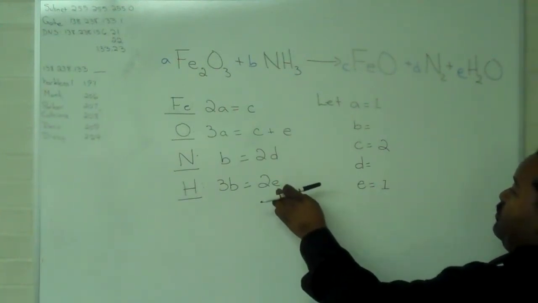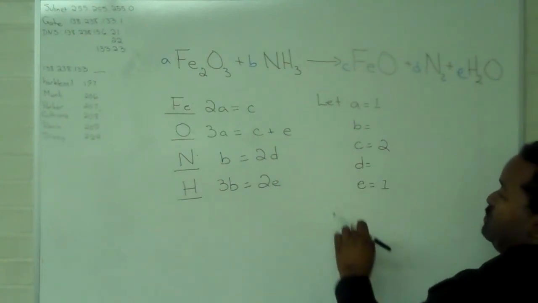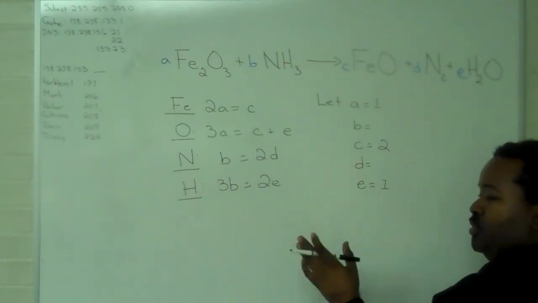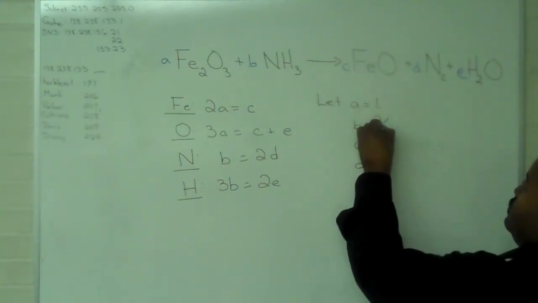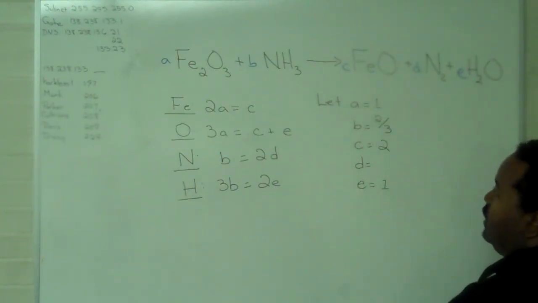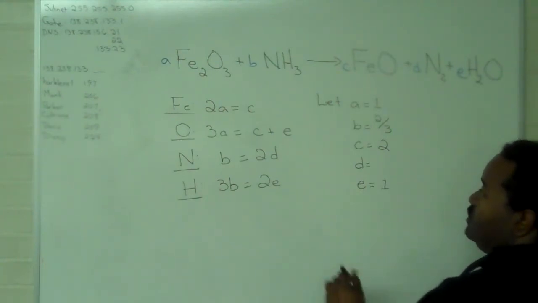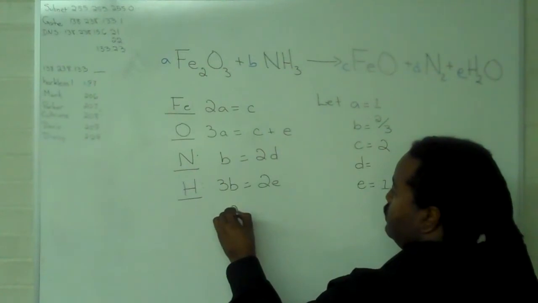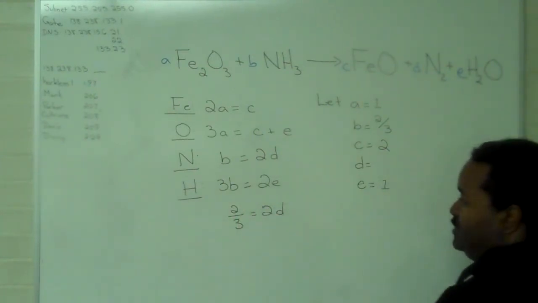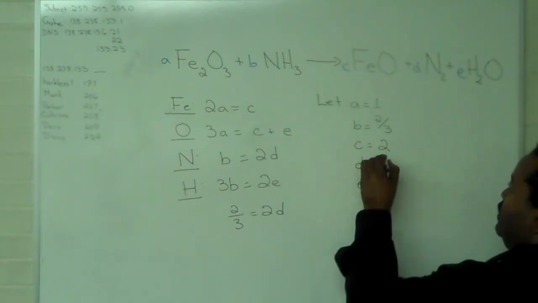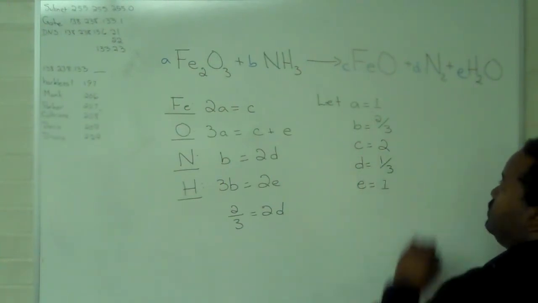I now have a value for E, so 2 times 1 is 2. 3B equals 2, which means that B must be 2 over 3. And B is equal to 2D, so 2 over 3 equals 2D means that D is going to be equal to 1 over 3.